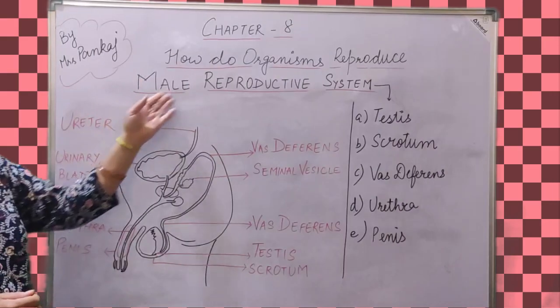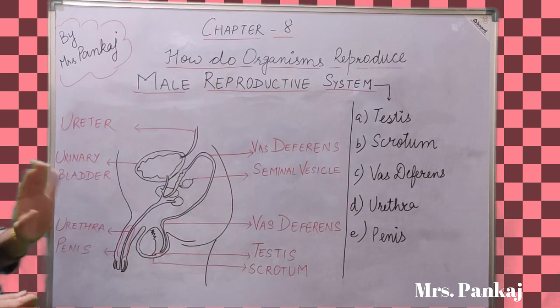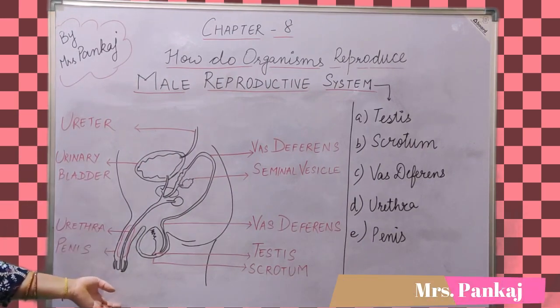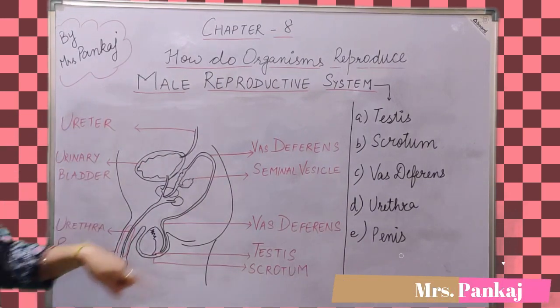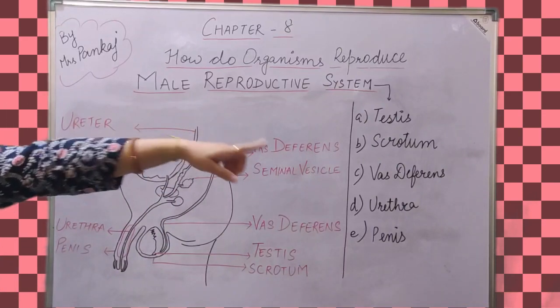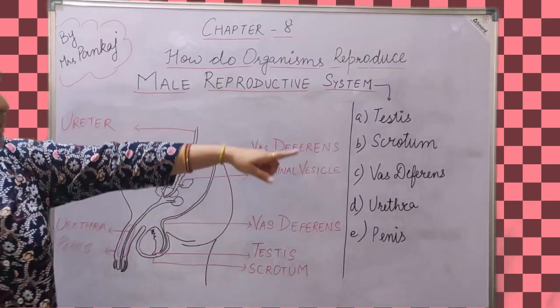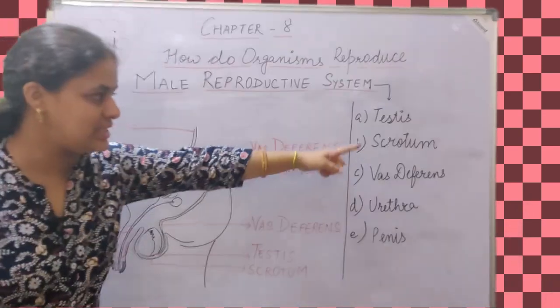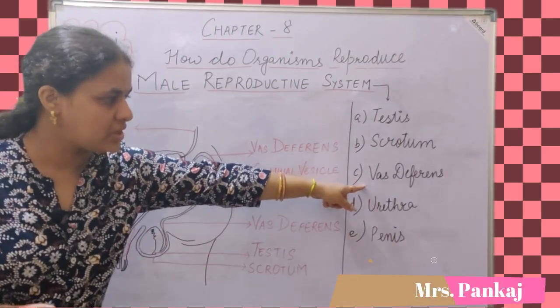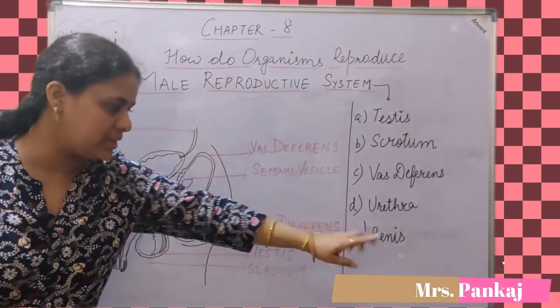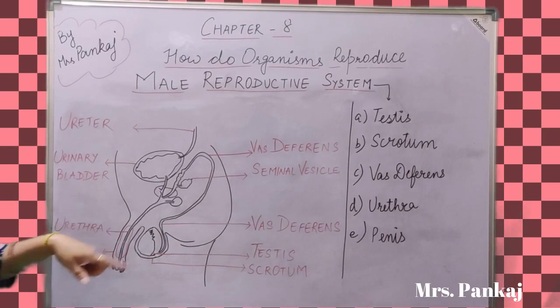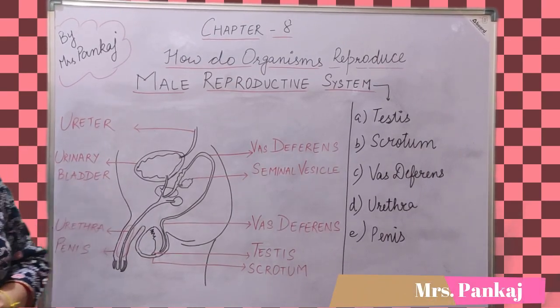Let's start with the male reproductive system. As you can see, the diagram is drawn over here. This is the diagram of the male reproductive system, and the parts which I had told you earlier are mentioned over here: testes, scrotum, vas deferens, urethra and penis, and all the parts are labeled in this. Now let's start with the testes.